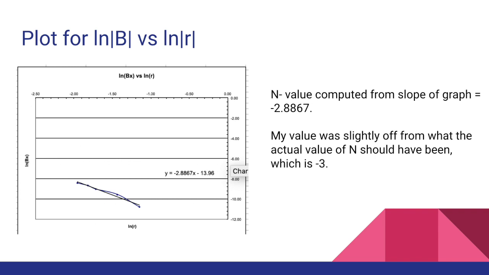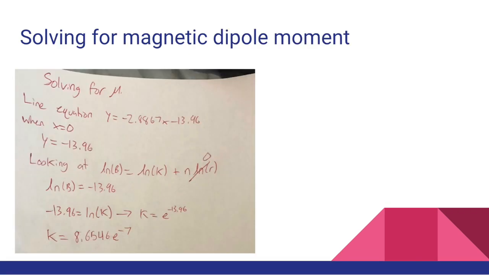In effect, I obtained a distance dependence value of negative 2.8867, which is close to the expected value of negative 3. In order to solve for mu, I evaluated the plot at the y-intercept. In this case, the natural log of the X component of the magnetic field is equal to the natural log of the K constant, which is equal to negative 13.96.